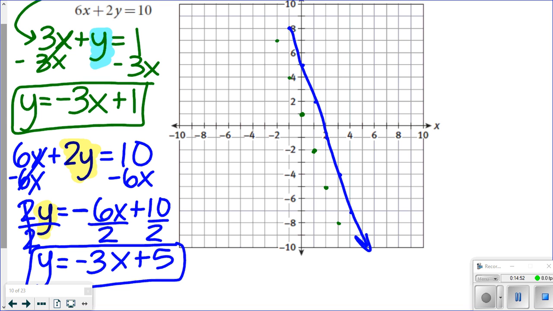And I didn't use my ruler here, so these aren't perfectly straight. But we know from activity 12 that the slopes of parallel lines are the same, so they never touch, they never intersect. So the answer here would be no solution.